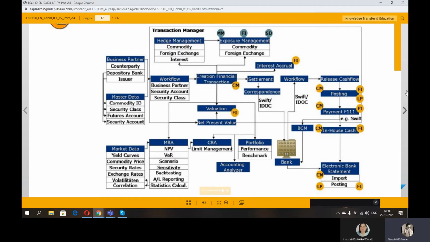When it comes to transaction manager, we have the flow. Okay, it starts from business partner. From business partner, we will do a counterparty, depositor, bank issuer. From there, we will do the master data, based on the master data like commodity ID, security class, futures account, security account. This is the prospect of business partner.